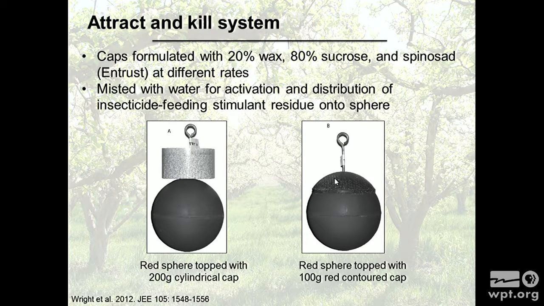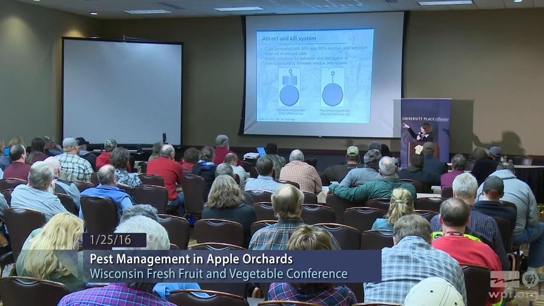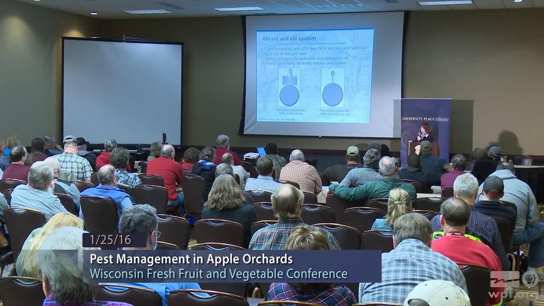Here, this half, well, not half, but moon-shaped thing. This has the sugar, and the concentration, they do 20% wax, 80% sucrose, and then they added Entrust, so that would be organically approved and works really well, and they put all that on there, right? So we have both the sucrose and the toxicant on the sphere.